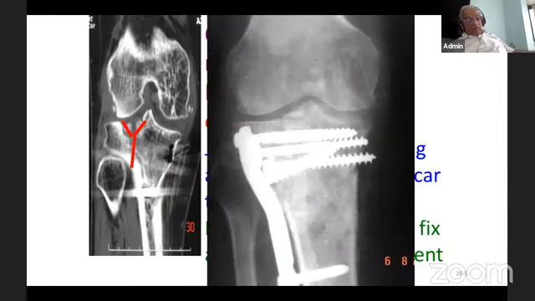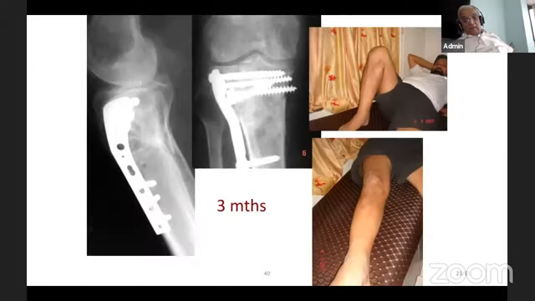Now here it is. It has been fixed up. Articular surface and everything has been fixed up perfectly well with the lateral plate. And here is the range of movement. This is 3 months. It is a good full range of movement there.